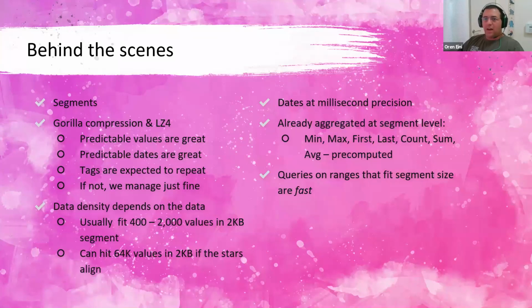They technically are absolutely free text, but they're expected to repeat a lot. If you have 10 values, that's great. If you have, again, 10 values for a particular segment, so if they change over time, no one cares. But if you're using GUIDs, which is the worst case scenario for tags, then we're going to suffer in the data density that we have.